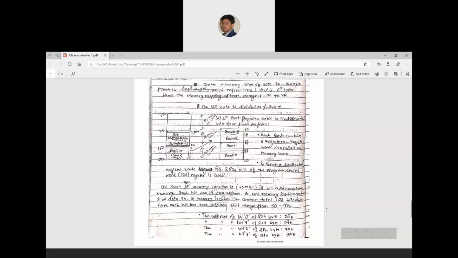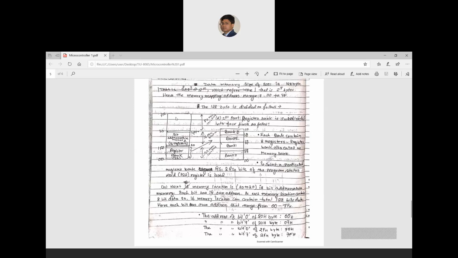So this is the thing. That means the internal RAM size is 128 bytes, and that is equivalent to the memory space of starting address 00 to final address 7F. This 00 to 7F is further divided into three parts. The first part, 00 to 1F, is for the register bank. The second part, after 1F, you will get 20 to 2F, that is your bit addressable memory. Then after 2F you will get 30 to the end address.